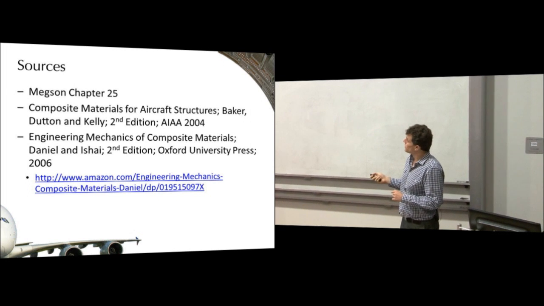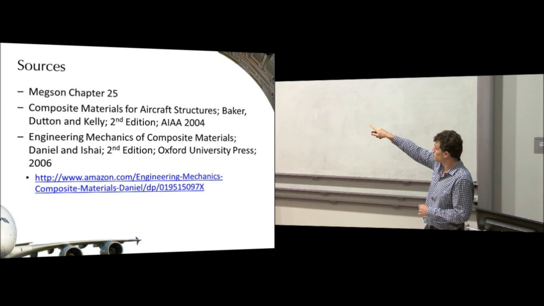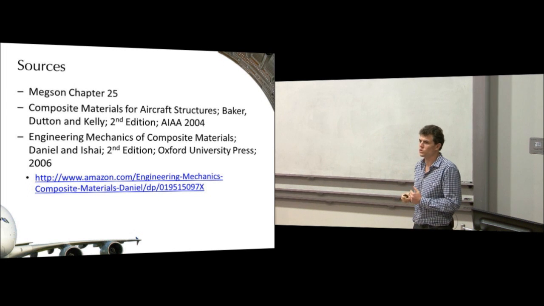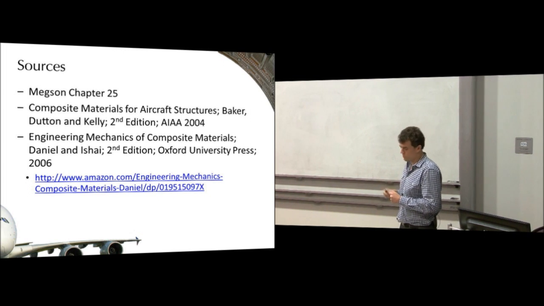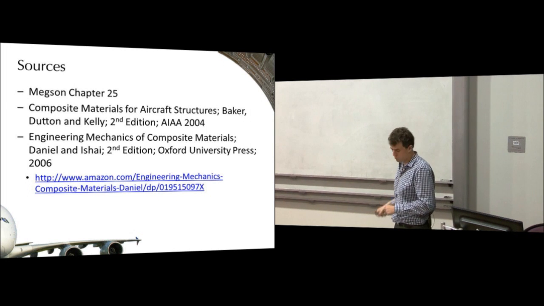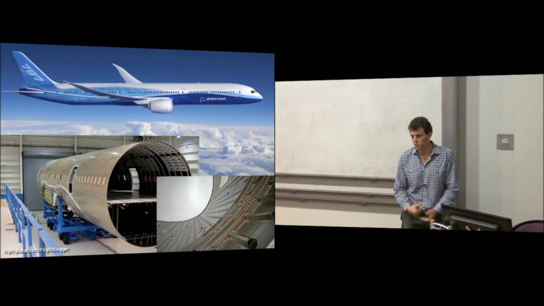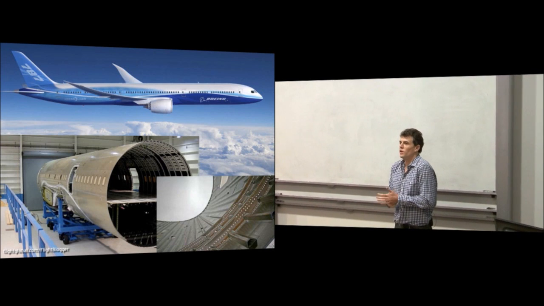So we've got Megson and the textbook, the Composites textbook, Composite Materials for Aircraft Structures, which there are some copies in the library, and I think you can get electronic copies of it legally as well through the library. And Engineering Mechanics of Composite Materials is a really good one as well. So there's also some other documents. That's an Amazon link if you want to buy the book, but you can look at that in the lecture notes.